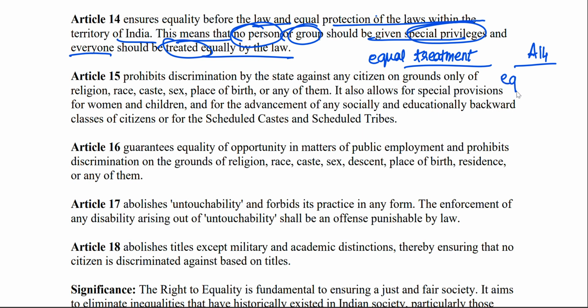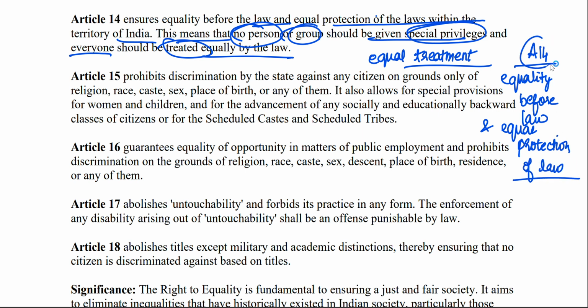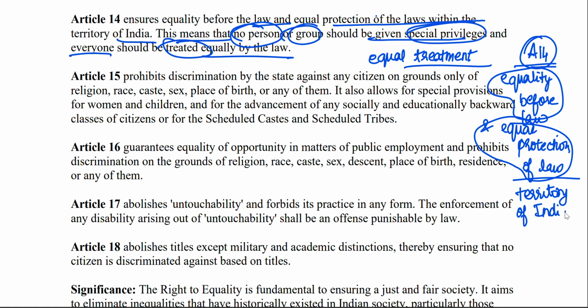Article 14 is equality before the law, and then we have the equal protection of the law within the territory of India. So this is within the territory of India. This means that no persons or group should be given special privileges and everyone should be treated equally by the law.